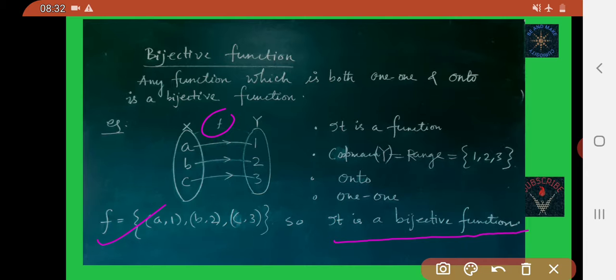Okay. Now we know how to check a bijective function. You have already learnt how to check a one-one function and how to check an onto function. If a function is both one-one and onto, then we can say it is a bijective function. So now we understand with the help of an example. Okay.